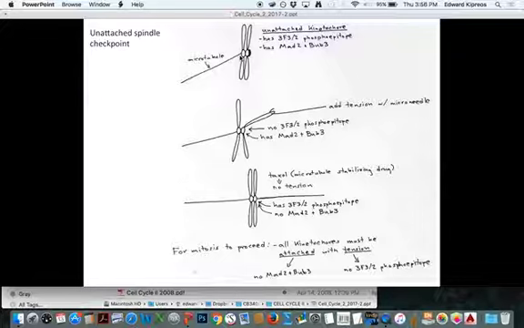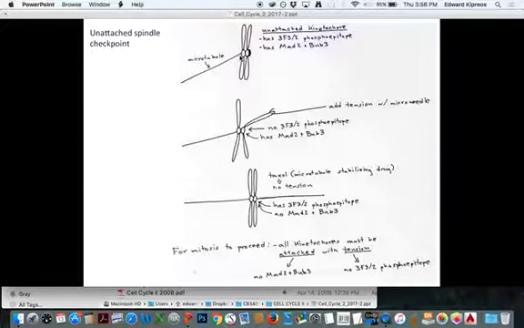So let me go backwards. What's the whole purpose of this checkpoint? Why have the mitotic spindle assembly checkpoint? What bad thing would happen if you didn't have the checkpoint? This is a more basic question. You said non-disjunction? Yeah, so that's right. So you'd have non-disjunction.